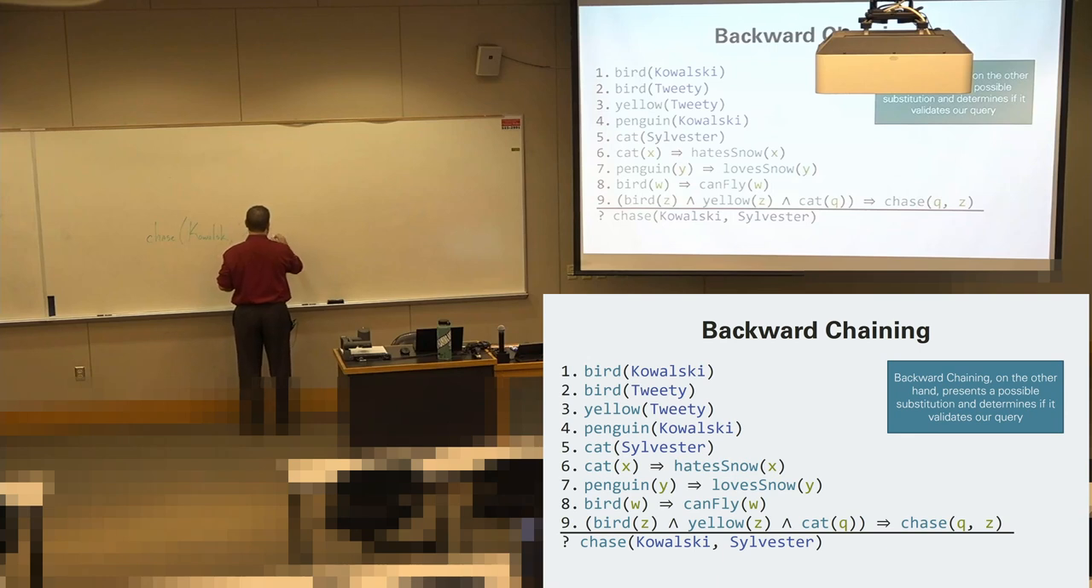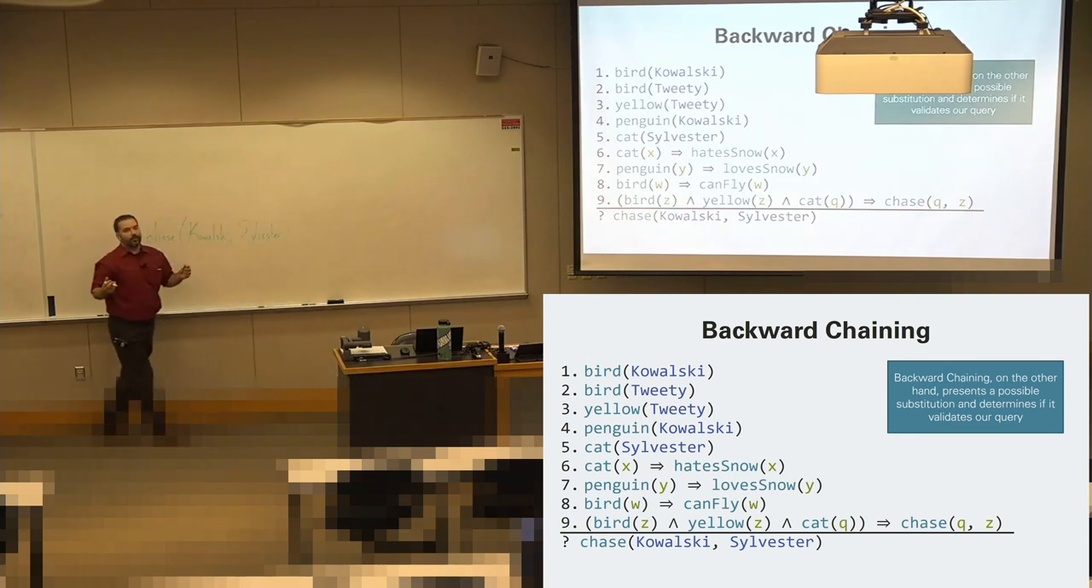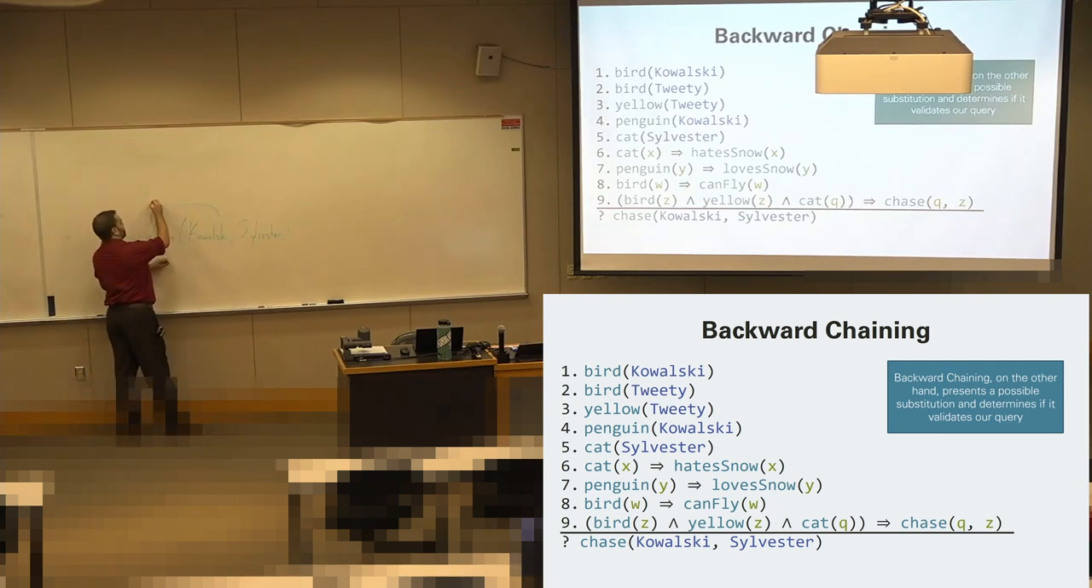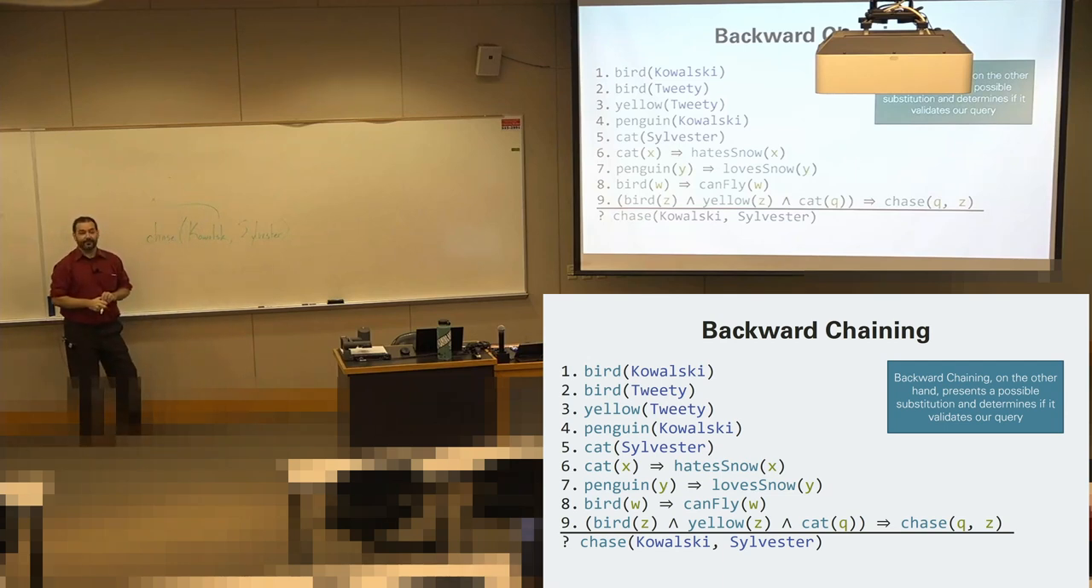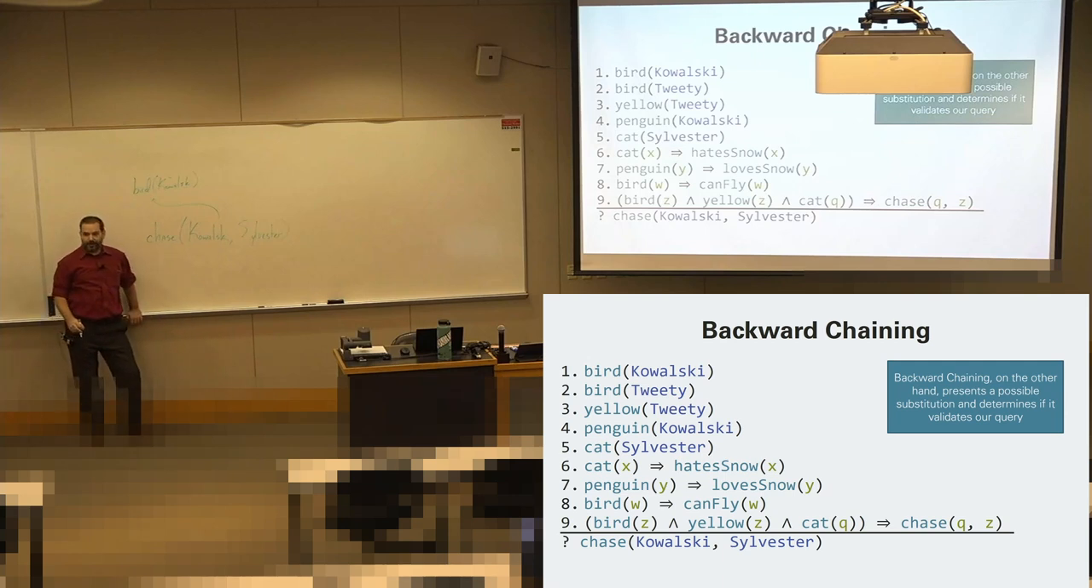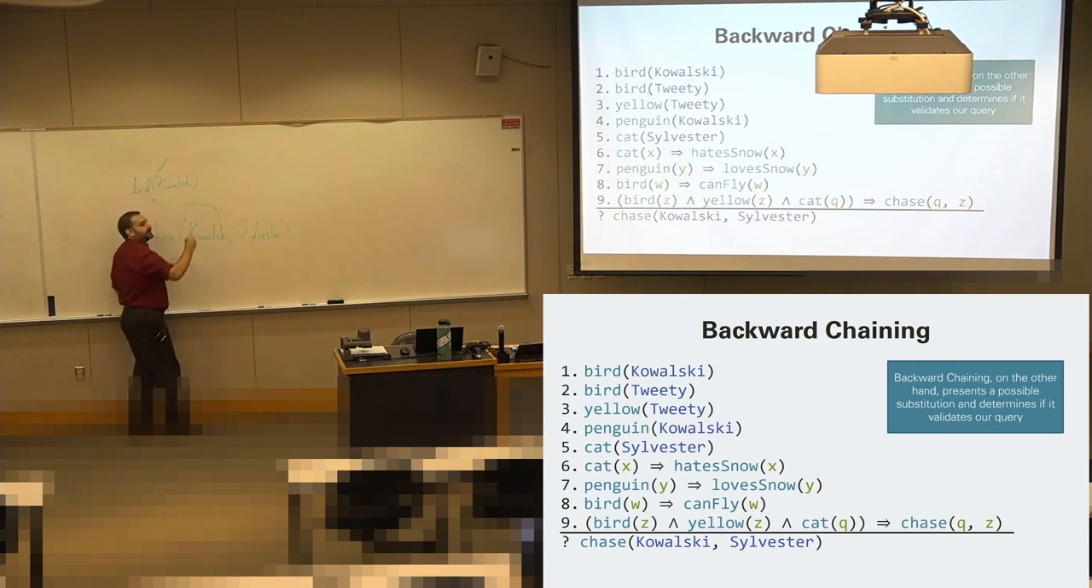I know how to spell Sylvester. What would need to be true for this to be a true statement? Well, what is the first fact that would need to exist in my knowledge base? Kowalski's got a bird. Kowalski must be a bird. Is it a bird? Is that a true statement? Yeah. Awesome. Great. So now we move on.